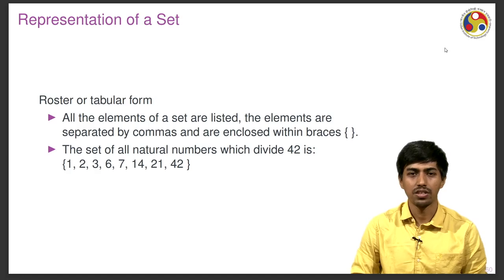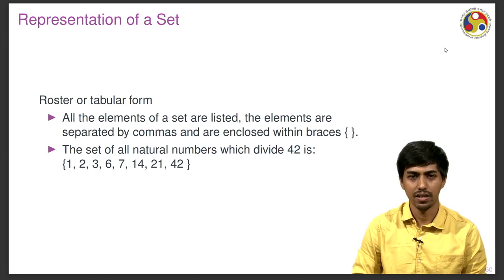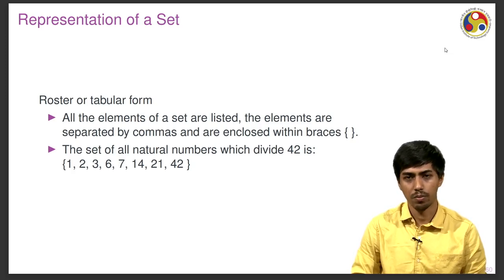Let's consider the set of all natural numbers which divide 42. In this particular case, we can write this set in roster or tabular form in this way, where we are listing all the elements 1, 2, 3, 6, 7, 14, 21, 42 within the braces and separated by commas. And as you can see, all these numbers divide 42.